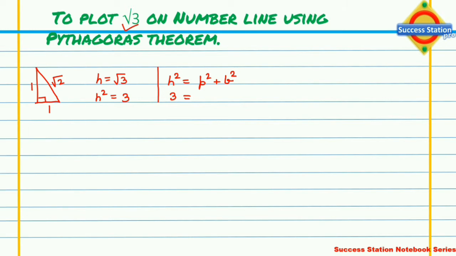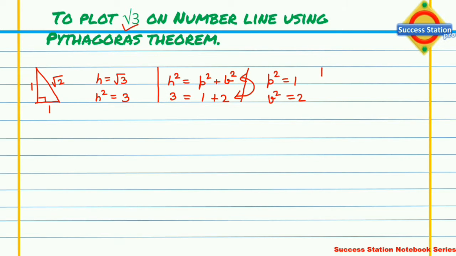What two numbers can you add so that you get 3? Just think, you add 1 and 2 to get 3. Is it possible? Yes, of course it is possible, right? Then we now compare these two. So instead of p square, what is there? There is 1, and instead of b square there is 2.